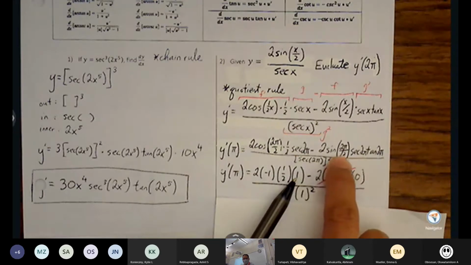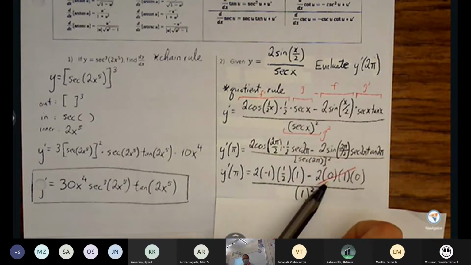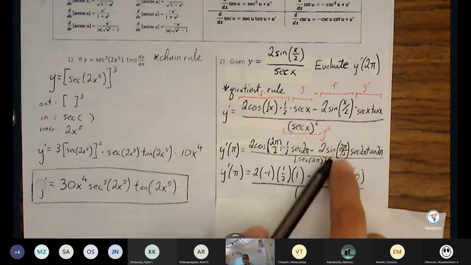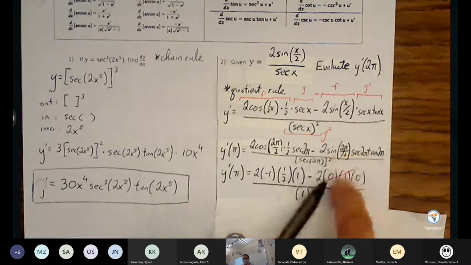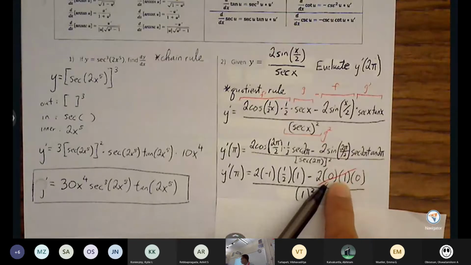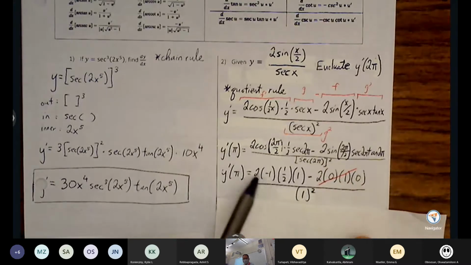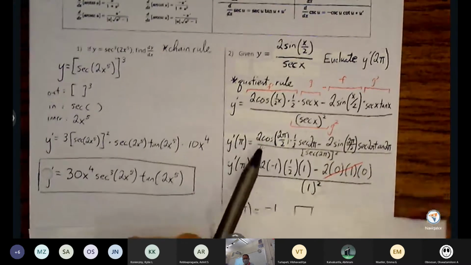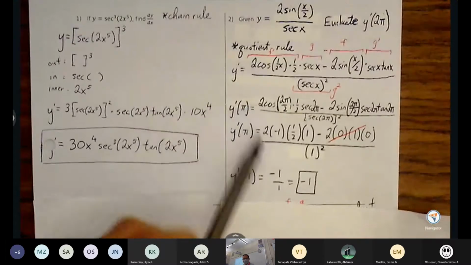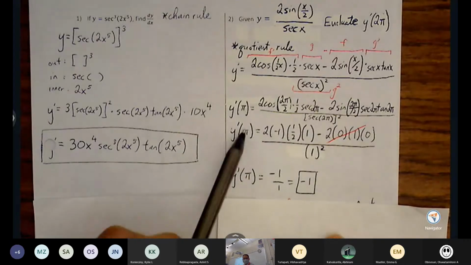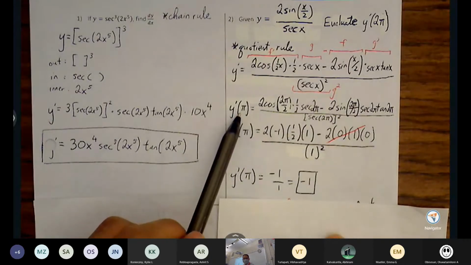2 sine of 2 pi over 2. So sine of 2 pi over 2 is the same thing as sine of pi. Sine of pi is 0. Secant, and well, anything times 0 is just going to be 0. So I know that as soon as I get 0 here, everything here is just going to wipe out to be 0. And then secant 2 pi is 1. 1 squared is 1. So I'm left with 2 times -1 times 1/2, which is -1. So that's my slope. I'm sorry, 2 pi, not pi. I meant to put 2 pi here.